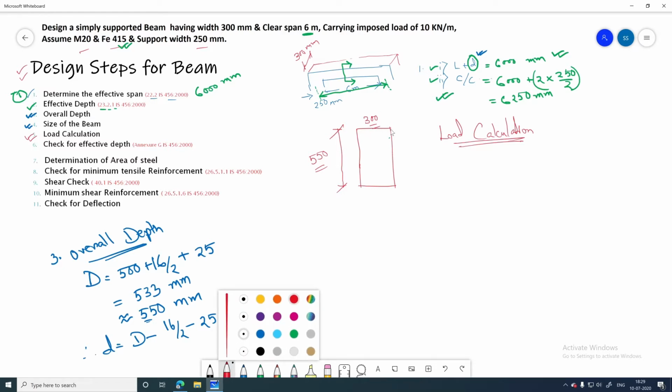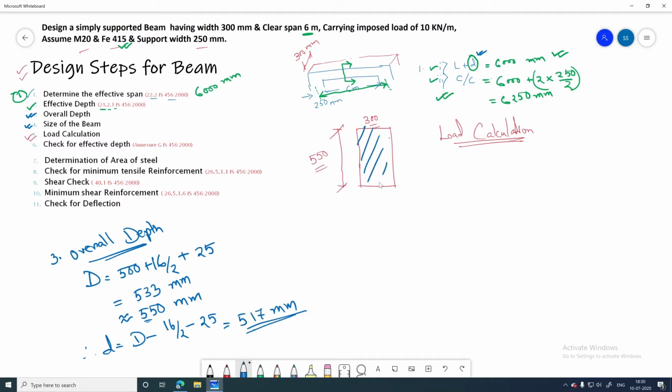So to calculate the load, what you need to do is, you need to determine the cross sectional area and you need to multiply it with the unit weight of RCC. Okay, so what is the cross sectional area? That is, if you make it in meter square, that is 0.55 into 0.3 into 25.